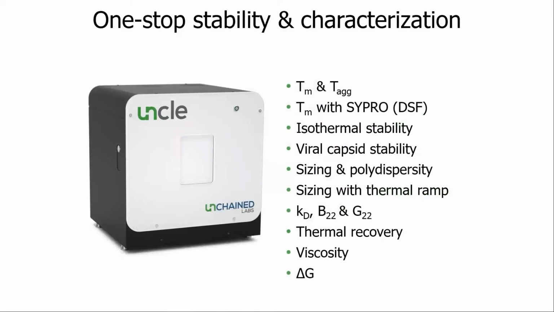Combine those 3 detection technologies, and you get a long list of over a dozen applications that help you solve a wide variety of stability and characterization problems. Today, we'll be focusing on applications relevant to protein formulation and stability, so that'll be applications like Tm and Tagg, Tm by spectra (Tm and Tagg with spectral analysis), isothermal stability, kD, B22, and G22, and sizing from DLS as well. However, this wide variety of applications can solve problems from formulation work to lead optimization to capsid engineering for viral vectors.